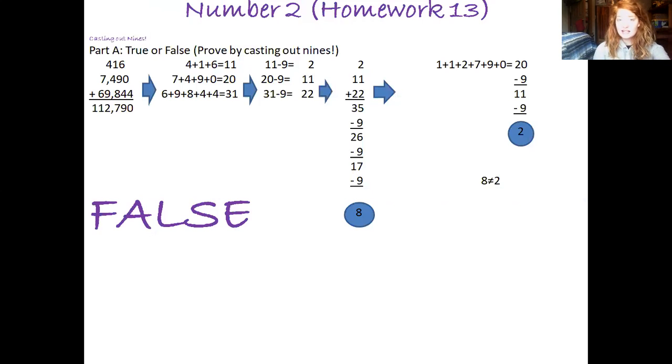35 minus 9 is 26. 26 minus 9 is 17. 17 minus 9 is 8. Now you're at a number that is below 9, so you can stop there. To prove that this isn't correct, we take the sum from the original problem and add the digits like we did previously. 1 plus 1 plus 2 plus 7 plus 9 plus 0 equals 20. Subtract the 9, that gives you 11. Subtract 9 again, that gives you 2. 8 is not equal to 2, so that proves that this statement is false.